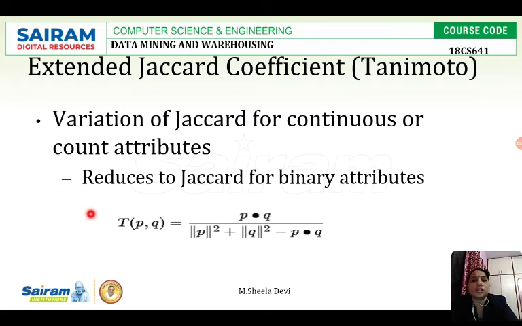The formula for this is T of p comma q is equal to the dot product of p and q divided by mod of p square plus mod of q square minus the dot product of p and q. Similarly, whatever we have done in the previous example, we have to find the dot product and the mod operation. The extra thing is subtracting the dot product, then we will get the answer. That is the similarity of the objects using the extended Jaccard coefficient.